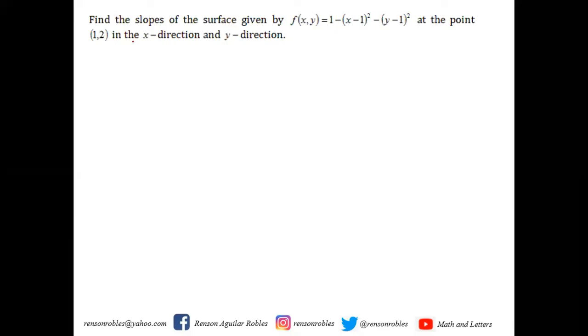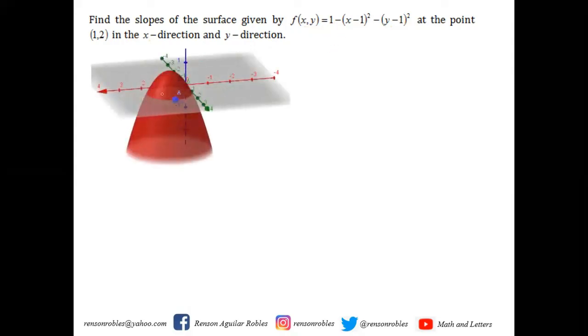Next example. Find the slopes of the surface given by f of x,y equals 1 minus the quantity x minus 1 squared minus the quantity y minus 1 squared at the point 1, 2 in the x direction and y direction. Actually, this is a paraboloid of this form. This is how this equation will look like, and this is plotted against the three-dimensional coordinate system. Okay, this is your x-axis, the y-axis, and then the z-axis. And this is your point 1, 2.